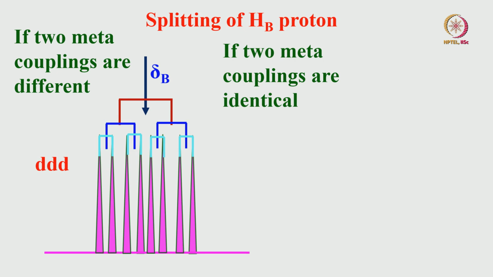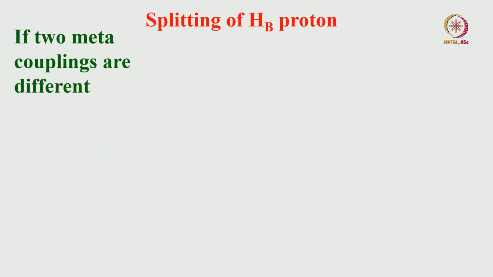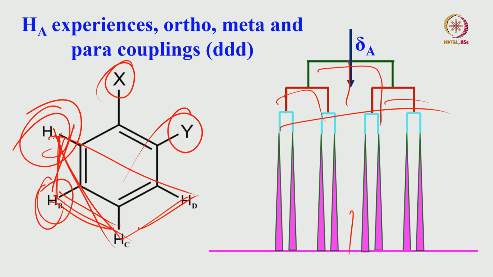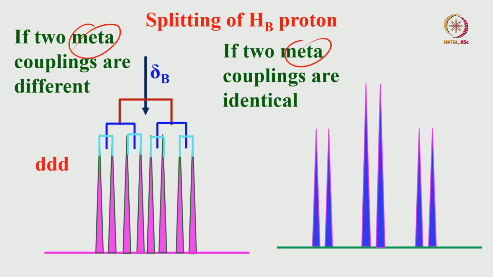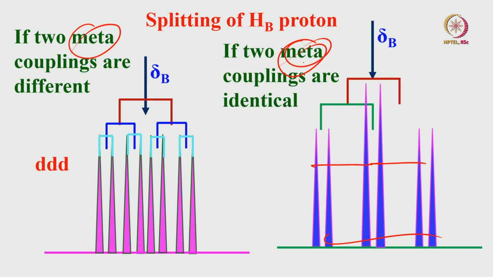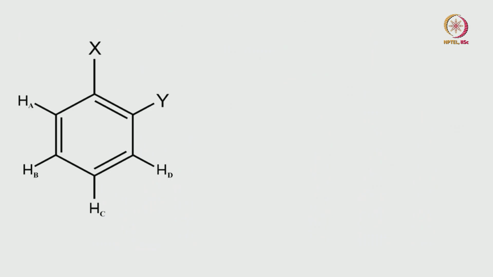If you look at the proton B here, I should write in the molecular structure there. It can have two ortho couplings and a meta coupling. This is meta, this is ortho. If the two ortho couplings are identical, then you will get a triplet of doublets. Two identical ortho couplings give a triplet, and each line of the triplet is going to be a doublet because of the meta coupling. This is how it is. It is a triplet of doublets.